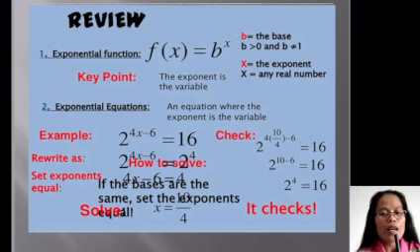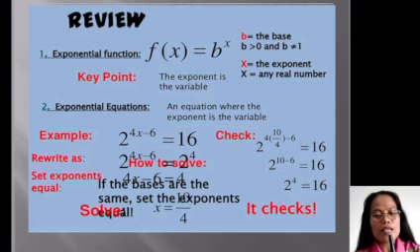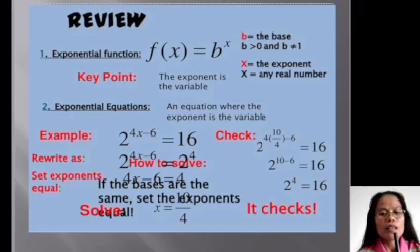Number 2, exponential equations. An equation where the exponent is the variable. So we have here, for example, 2 to the power of 4x minus 6 is equal to 16. How to solve? Are they the same bases? No. So we have to change 16 to base 2. Since 16 can be written as an exponential with base 2, we can write them as 2 to the power of 4x minus 6 is equal to 2 to the power of 4, because 2 to the power of 4 is equivalent to 16.